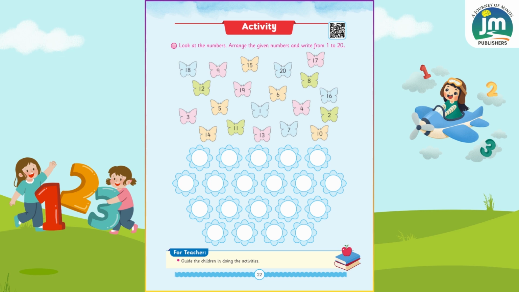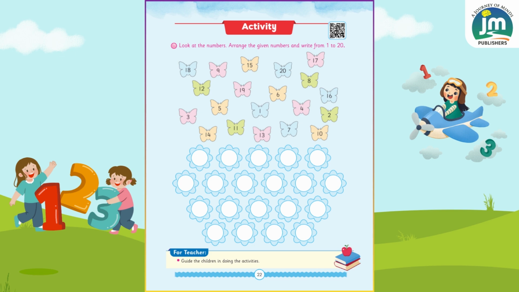Now students, look at the flowers. At the bottom of the page 22, you will write numbers in the flowers. You will write each number in the flowers, starting from 1 in the first flower and ending with 20 in the last flower. Counting helps us to know the order of numbers.